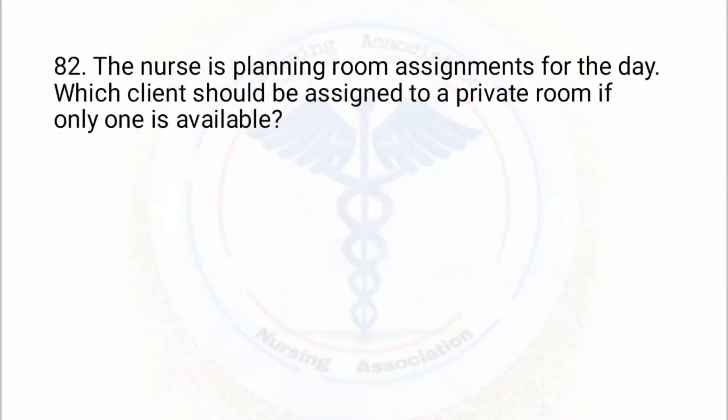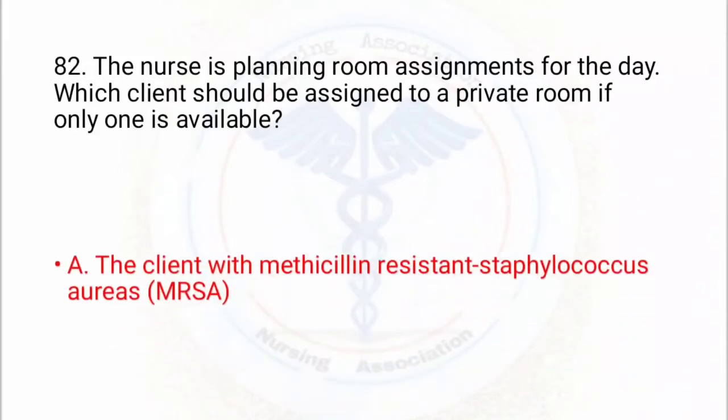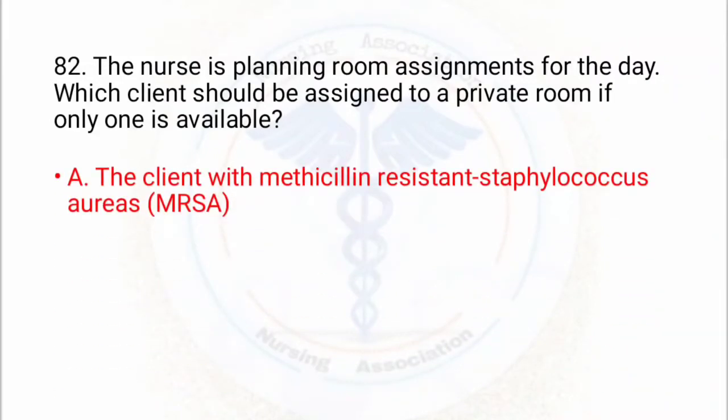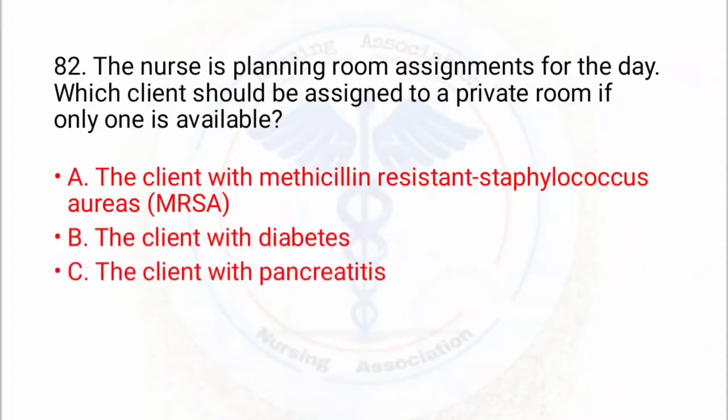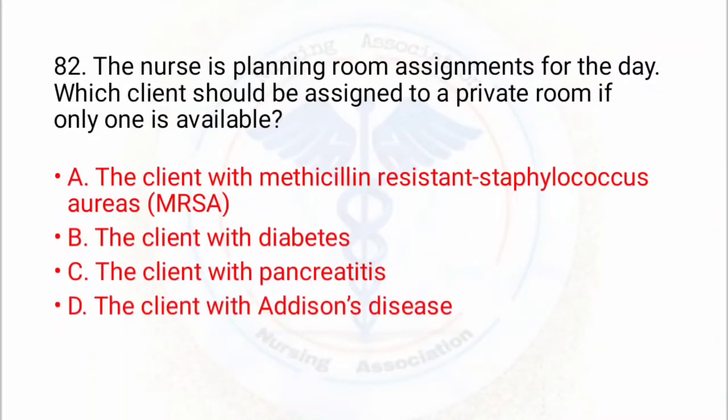Now question number 82. The nurse is planning room assignments for the day. Which client should be assigned to the private room if only one is available? The options are the client with methicillin resistant staphylococcus aureus, MRSA, the client with diabetes, the client with pancreatitis, and the client with addiction disease. So which client should be assigned to the private room if only one room is available?